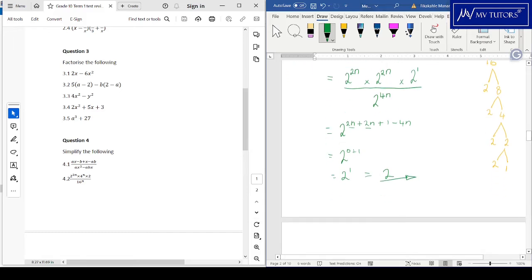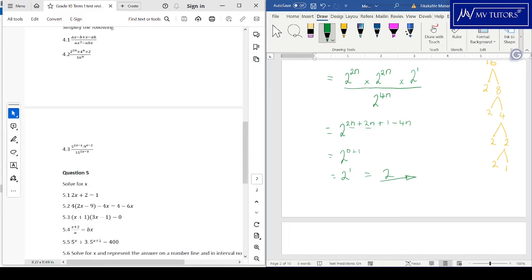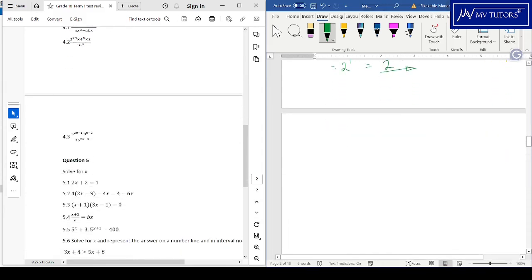It's our final answer. Okay. Oh, we got another question 4. This time we've got 4.3. And it gives me 5 to the power 2x minus 1 times 9 to the power x minus 2, divided by 15 to the power 2x minus 3. Okay, remember everything must be a product of its prime factors.